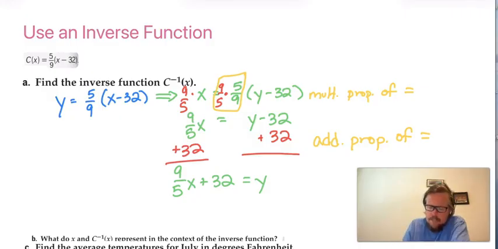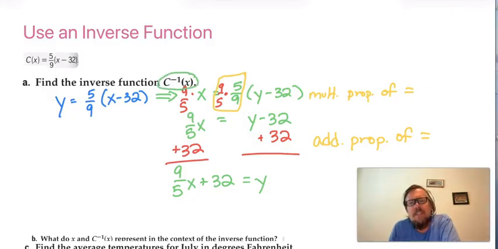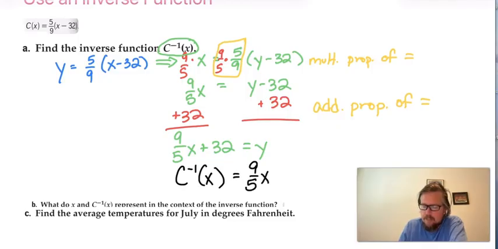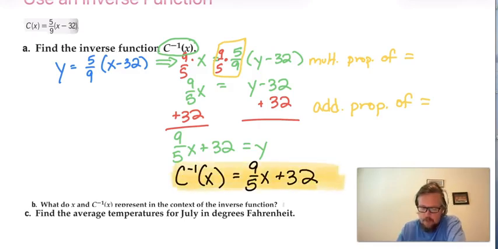But the problem asked us to solve for inverse C of x. That's what that little -1 means, inverse C of x. So let's go ahead and write the notation that the problem asked us to do. So let's replace the y with that inverse notation: inverse C of x equals 9/5 x plus 32. There we go.